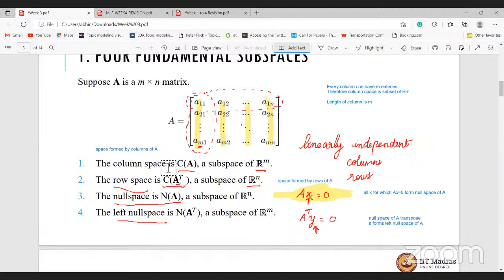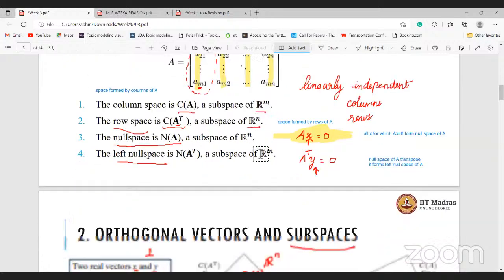Column space of A is nothing but the subspace formed by all the columns of A. Row space of A is nothing but the subspace formed by the rows of A. Null space of A is nothing but all those vectors X for which Ax becomes null or zero. And if you take A transpose and find its null space, it is nothing but the left null space.